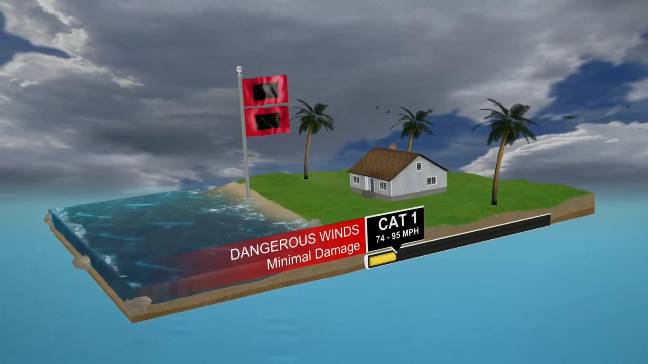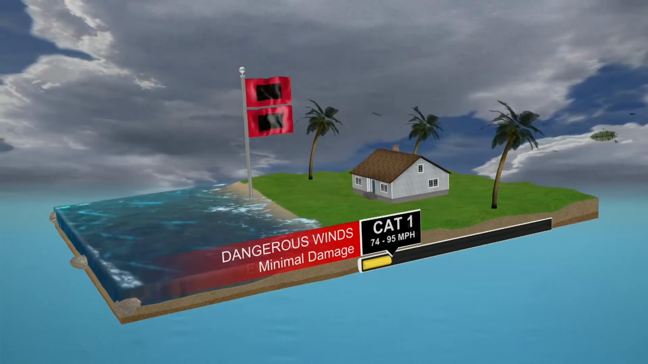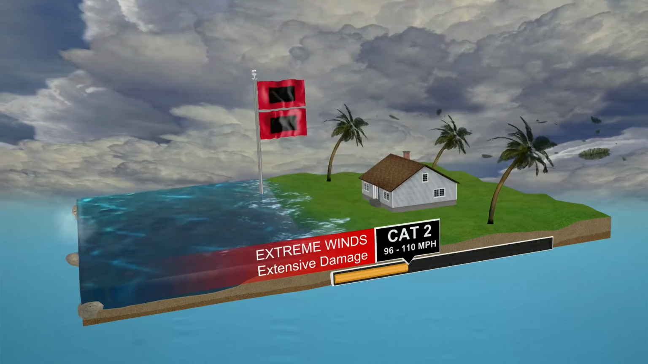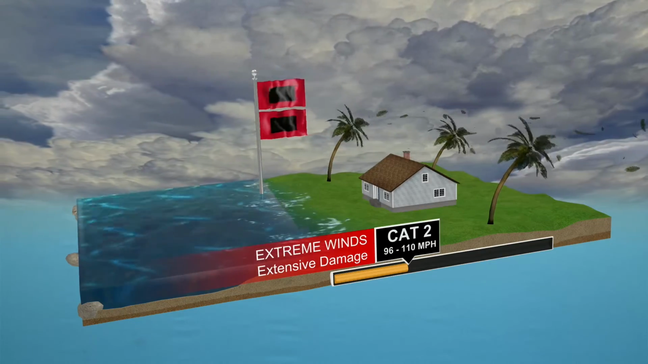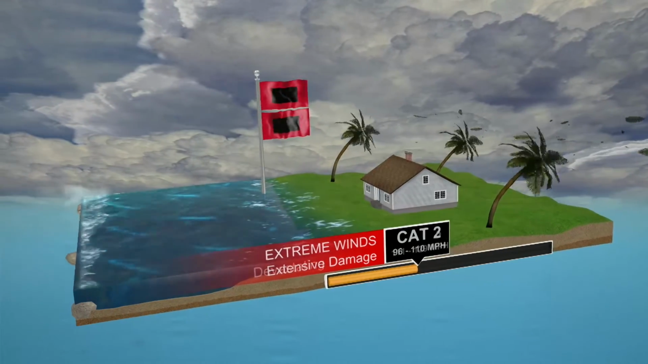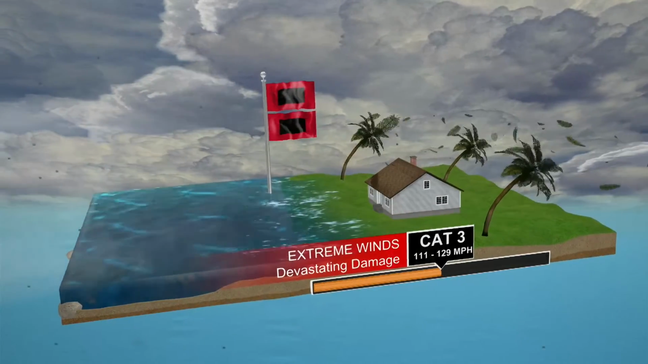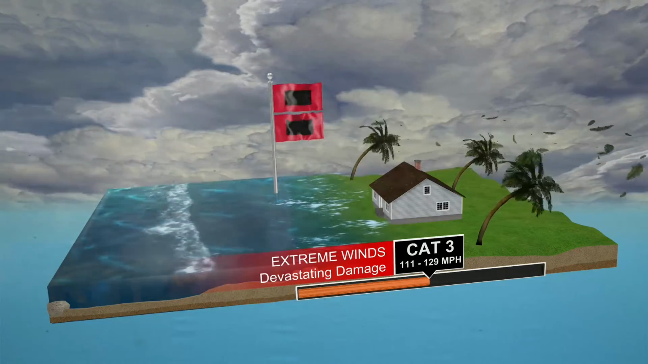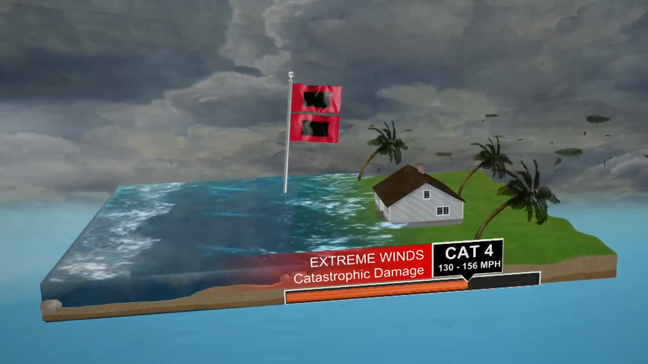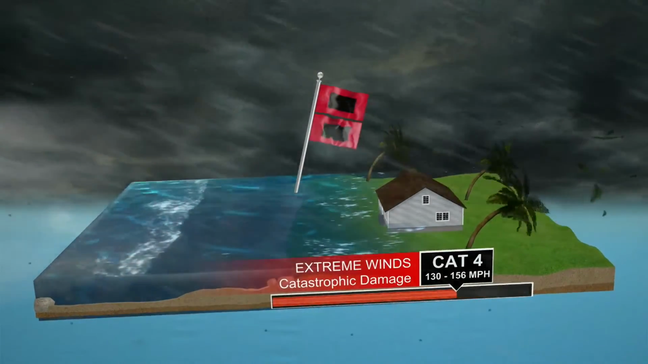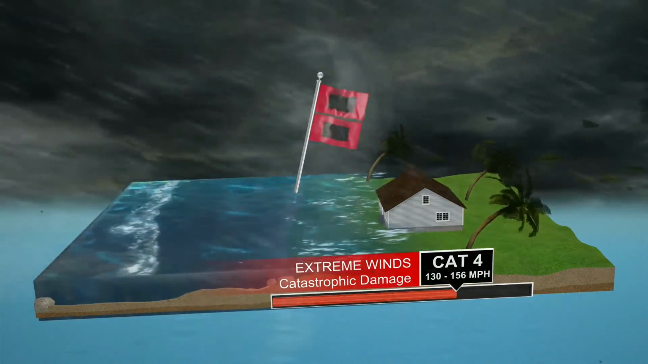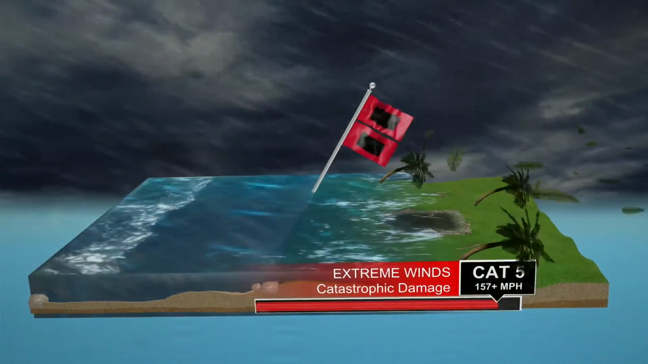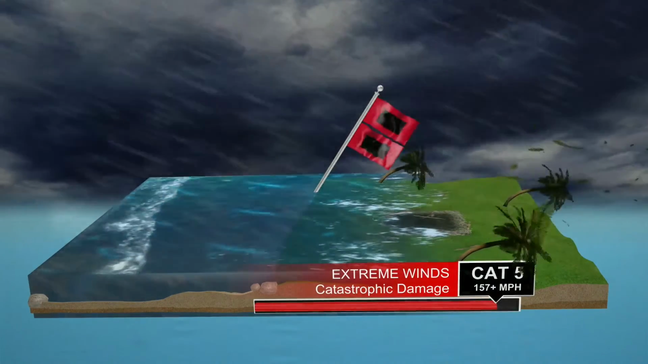Category 1 storms have winds from 74 to 95 miles per hour. Category 2 hurricanes have winds ranging from 96 to 110 miles per hour. Once a hurricane attains Category 3 status, it is considered a major hurricane, with winds from 111 to 129 miles per hour. Category 4 hurricanes have 130 to 156 mile per hour winds, and Category 5 storms exceed 157 miles per hour.